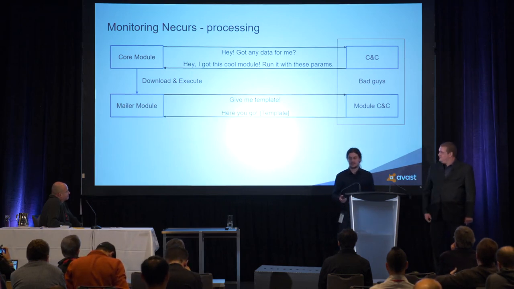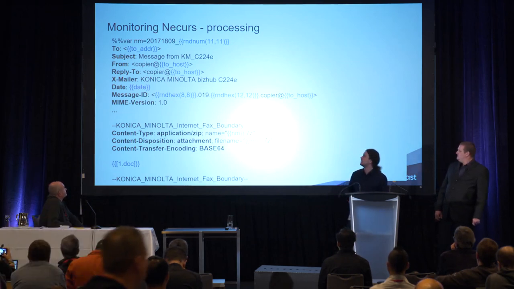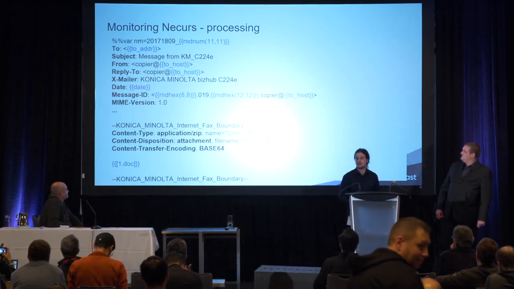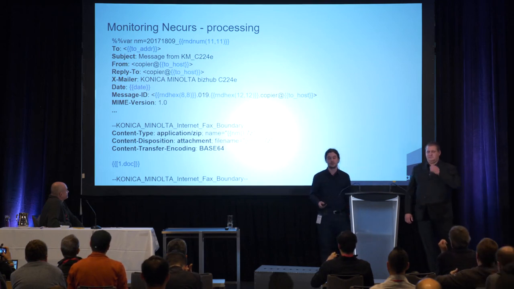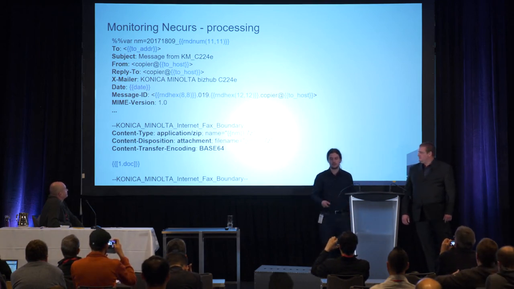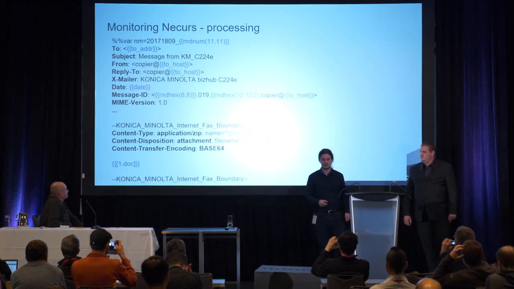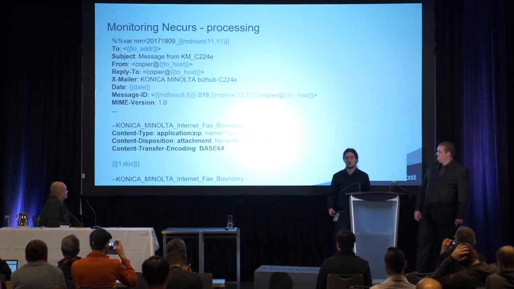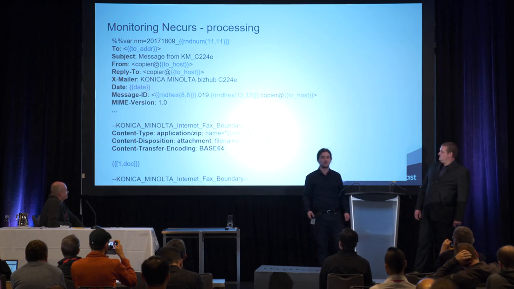We receive a template, and it looks something like that. As you can see, there are some variables. For example, message ID is pretty much random. And there's one other thing. At the bottom, you can see an item called 1.doc, which is taken from the list.